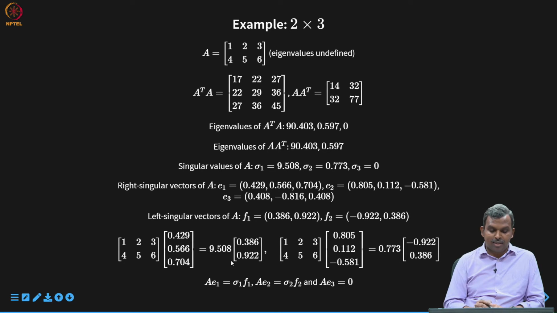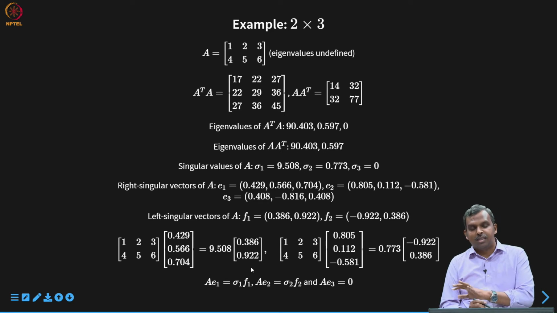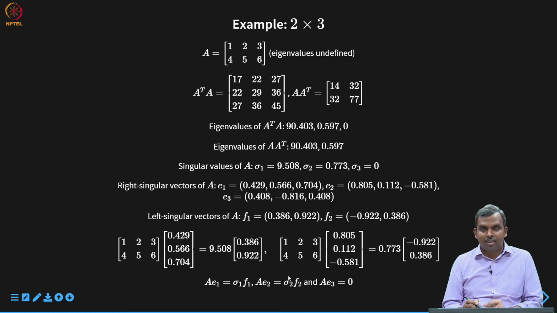So, again you test this little result that we have. AE1 is sigma 1 F1, AE2 is sigma 2 F2, AE3 is 0. So you notice what's going on here. There is an orthonormal basis which transforms through A to another orthonormal basis, and the singular values are the scaling factors that come in the middle. So this is a very powerful description for any linear map.